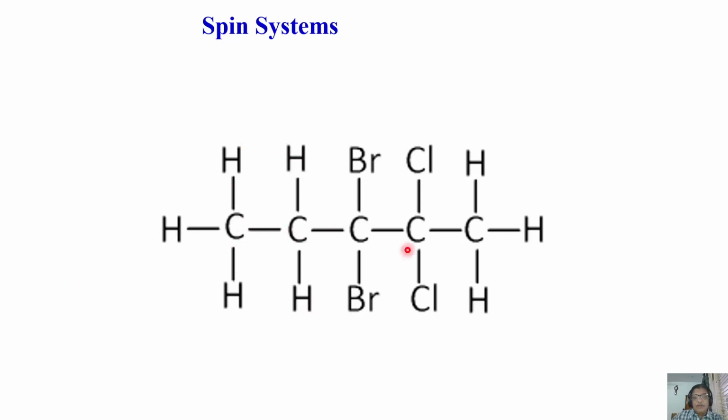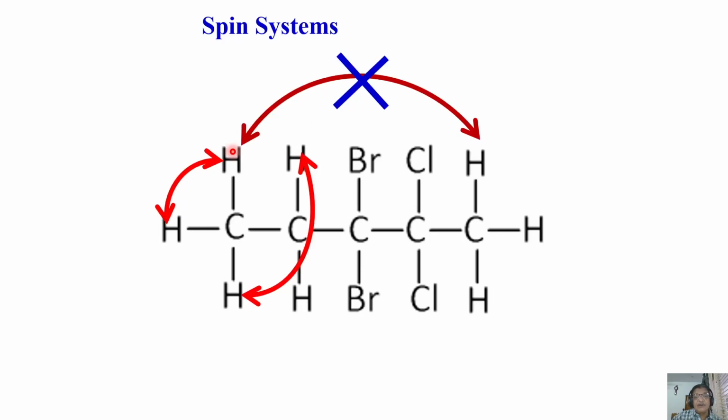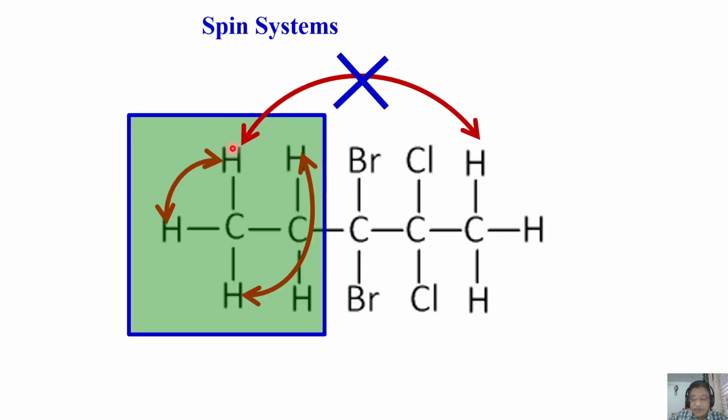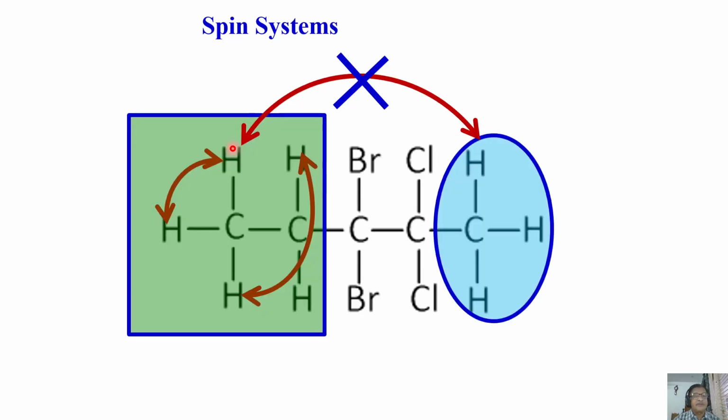No problem. But you see, 1, 2, 3, 4 bonds away. 1, 2, 3, 4, 5 bonds away. So this CH cannot couple to this CH3. This CH2 and this CH3 coupling is 0. There is a break in the system now, a break in the coupling. So this coupling exists, this coupling exists, and this coupling does not exist. This is one coupled spin system and this is another coupled spin system.